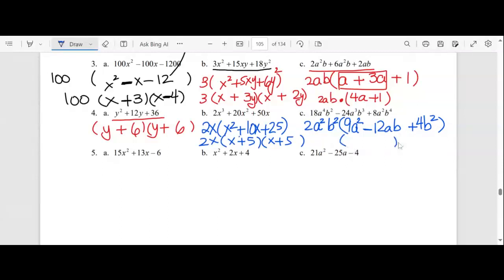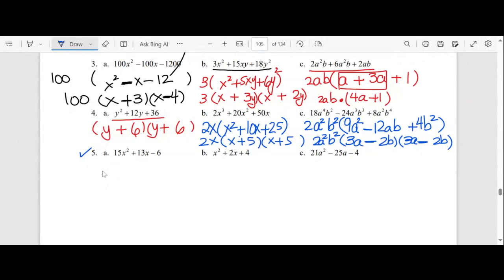Now, can I factor this one? Trinomial? Yes. 3a, 3a, 2b, 2b, minus. And don't forget, outside 2a squared b squared. Is this clear? Okay. I'll do the next one, and then the remaining ones you're going to do by yourself.